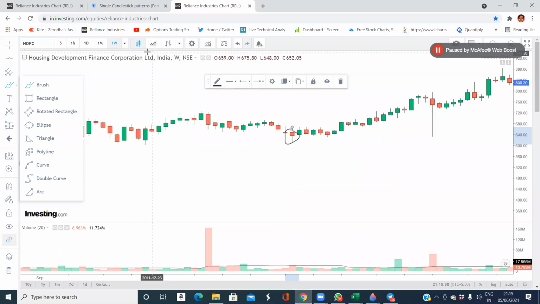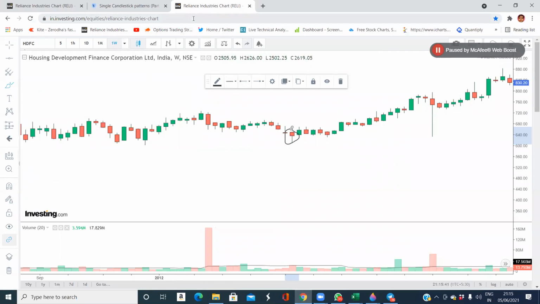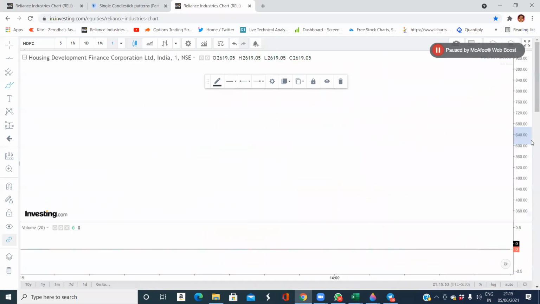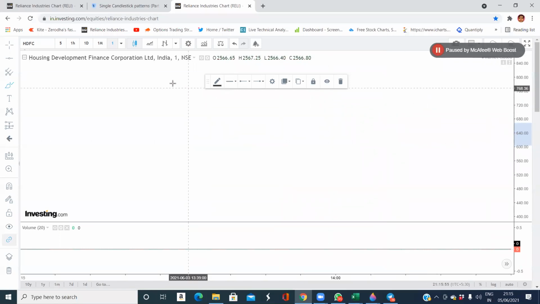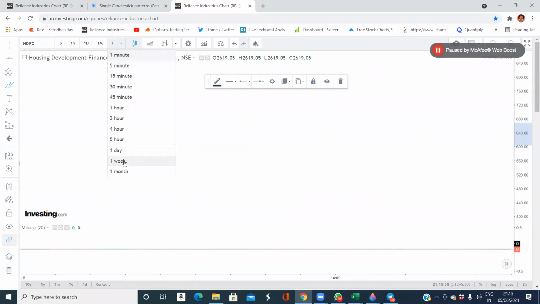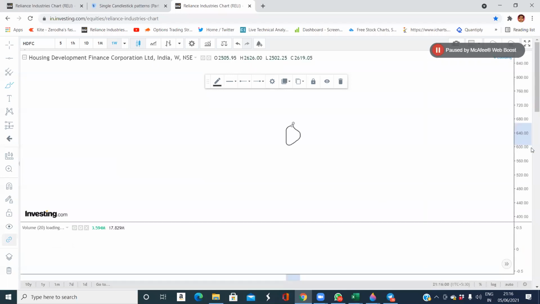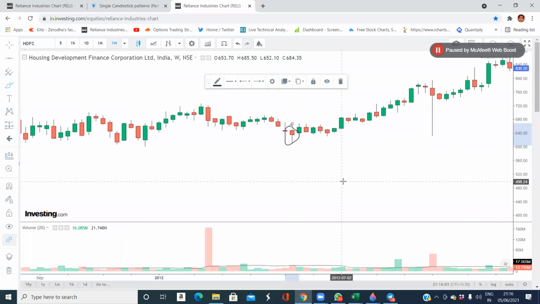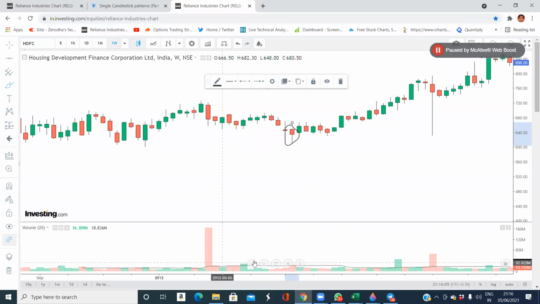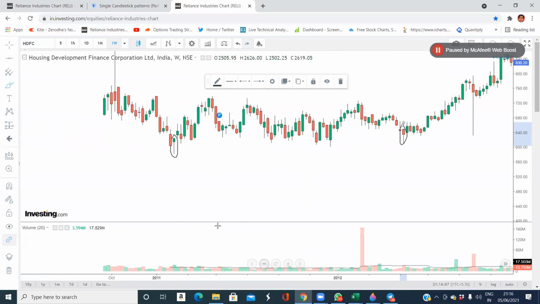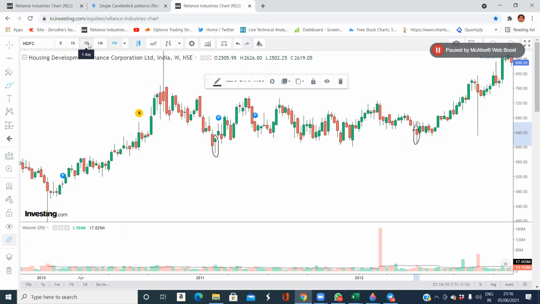Before stopping, this is the website investing.com. Here you can go and draw the candlestick pattern, and from here you can change the time also. So this time may be 1 minute also. Whatever time frame you want, you can change. So here 5 minutes, 1 hour, 1 day, 1 week, 1 month, everything is here.